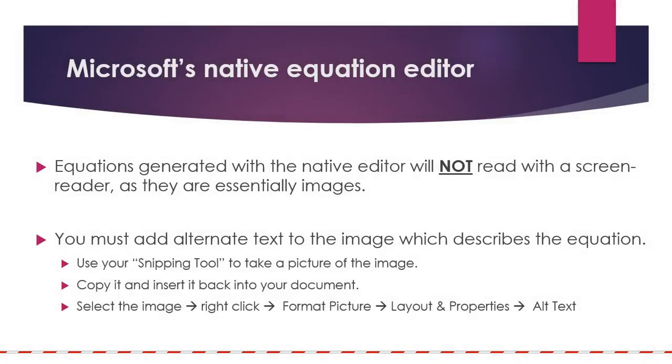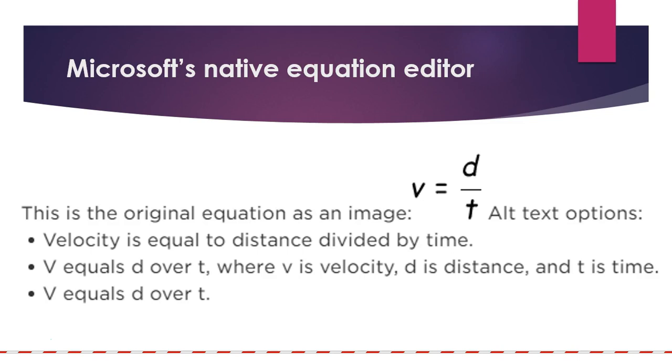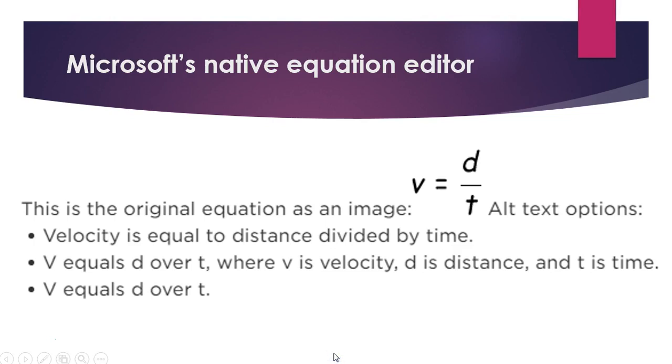So when we talk about adding alternate text to an image for math, it can get confusing because you think, well, how do I describe it? This next slide shows some examples of ways that you could describe a formula. This one is the formula for velocity, and it shows 3 different ways you could describe that in words. Velocity is equal to distance divided by time; v equals d over t, where v is velocity, d is distance, and t is time; or v equals d over t. So there's various ways you could describe this depending on how detailed you want to get, and probably depending on how much you've explained in class.